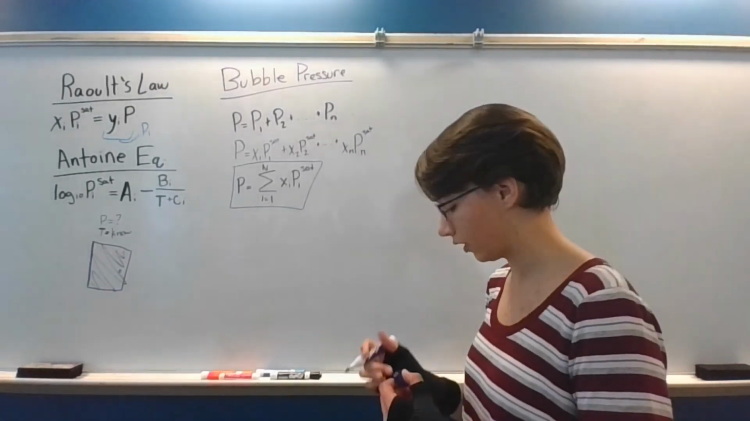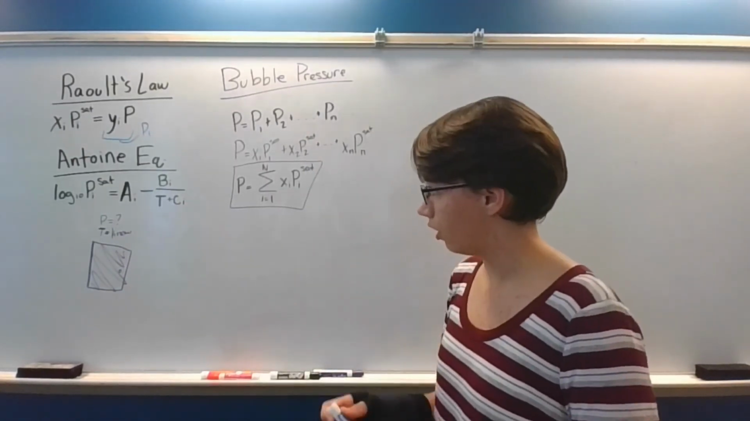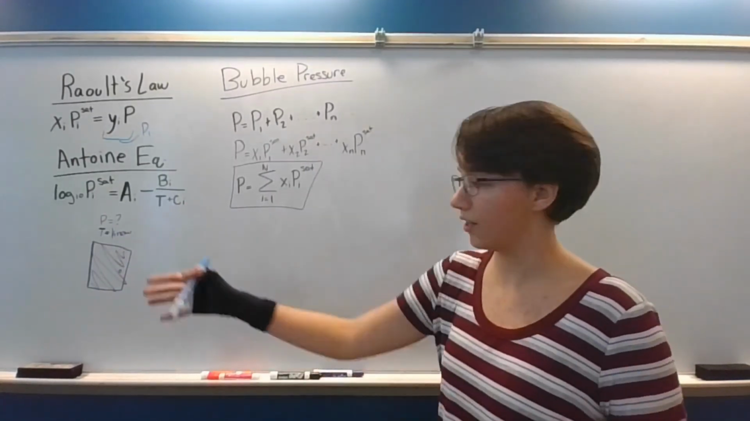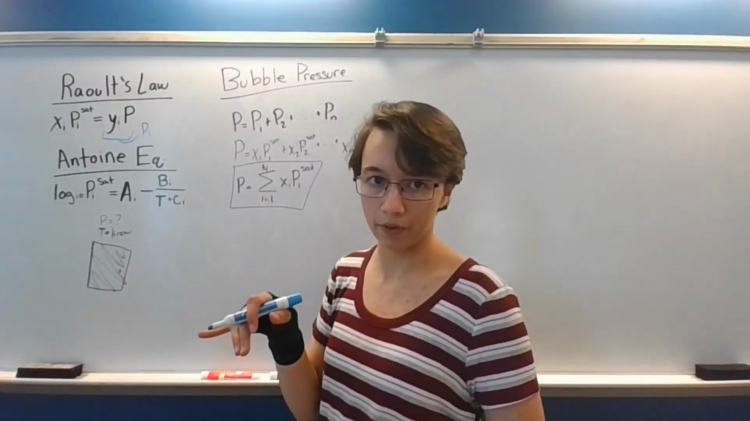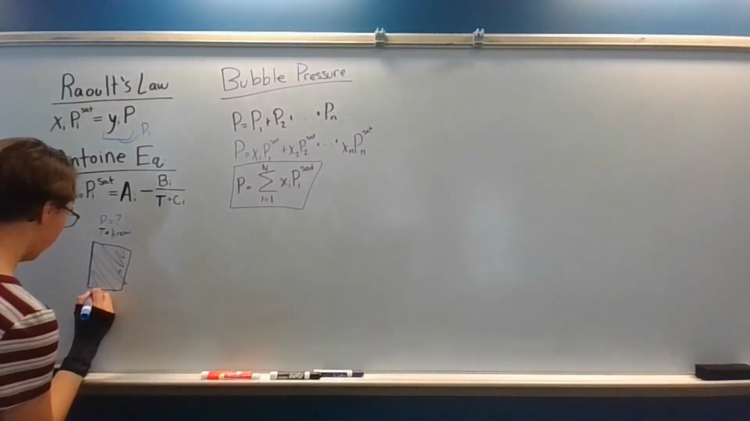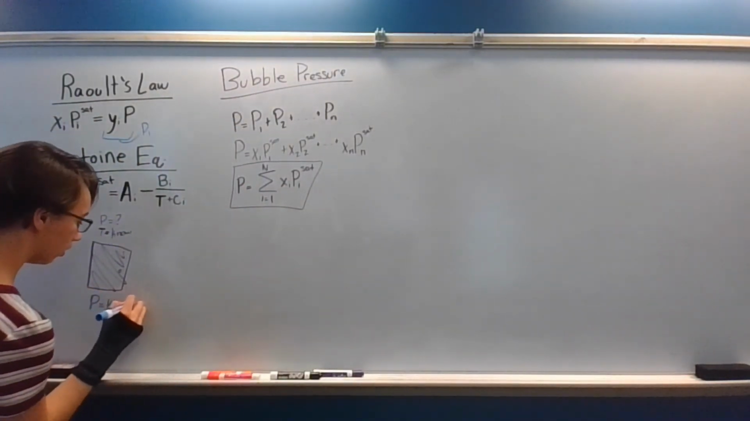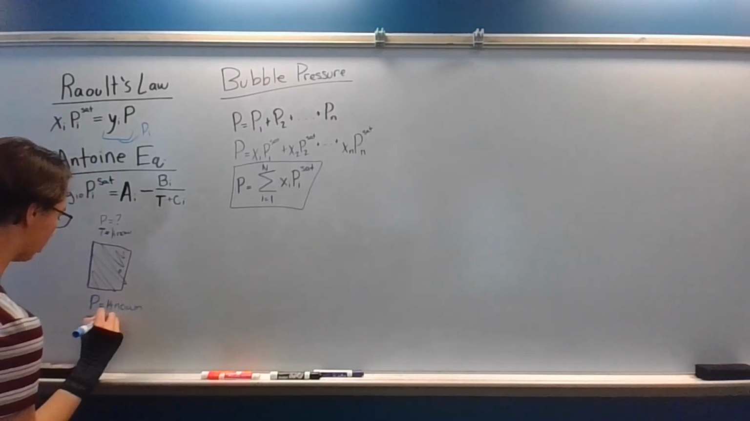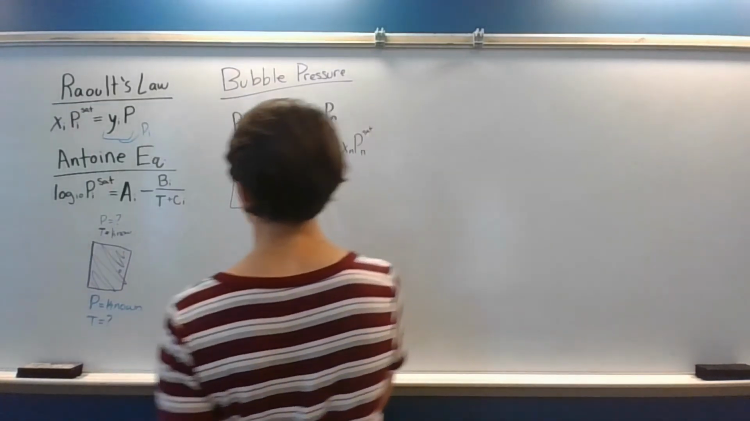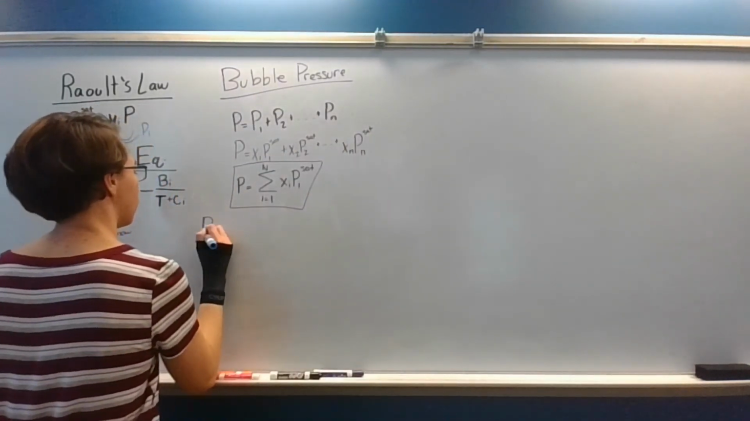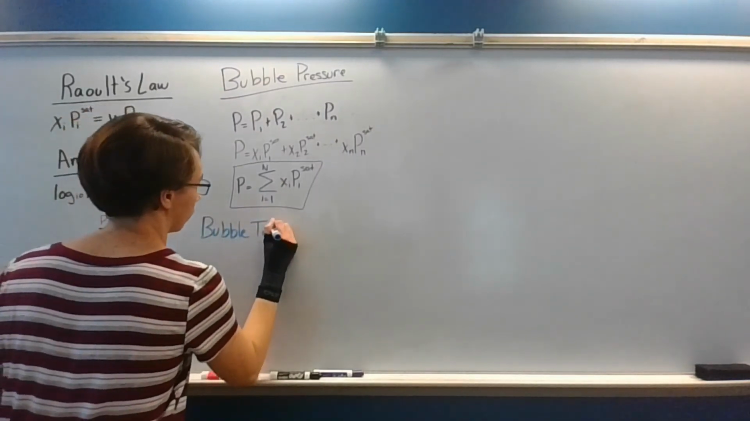Pretty straightforward. And so the bubble temperature is going to be, so we've got the same system filled with liquid. We want to know when the first bubble is going to form, but this time our pressure is going to be known and the temperature is going to be what we're trying to find. So, alright, this one down here. This is called the bubble temperature.